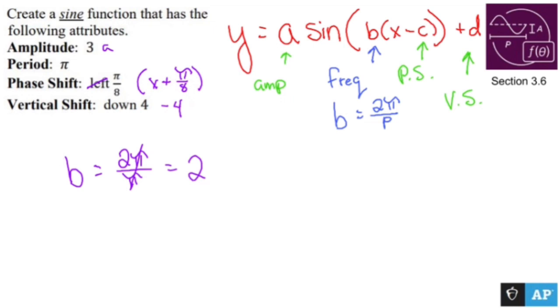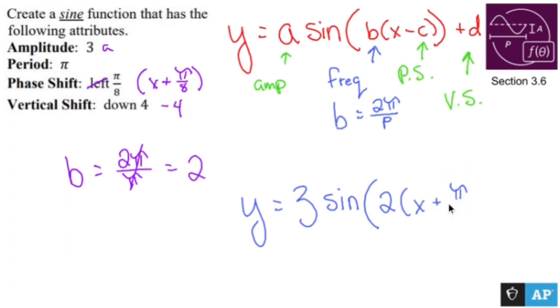So let's write all of this out. Y equals my amplitude, which is 3, sine, parentheses, B, which I found out to be 2, parentheses, x, since left is going to be my phase shift, plus pi over 8. Close the first parentheses, close the second, and since I'm moving down 4, it is -4.